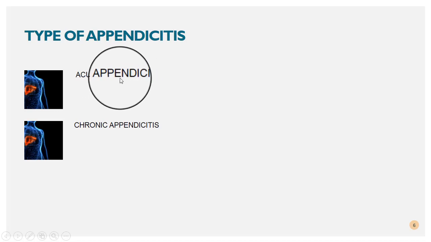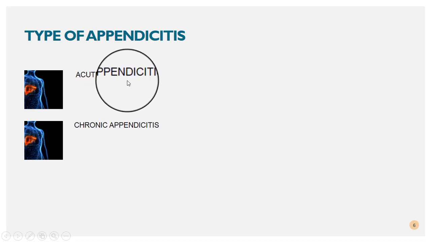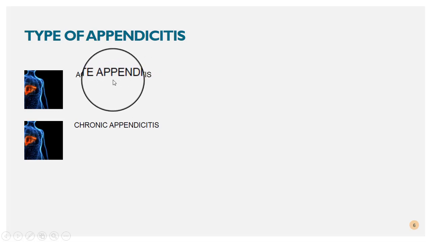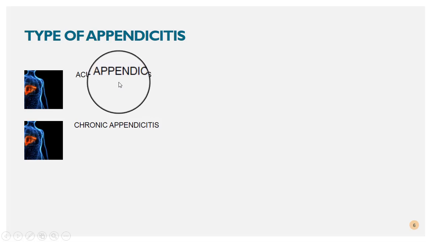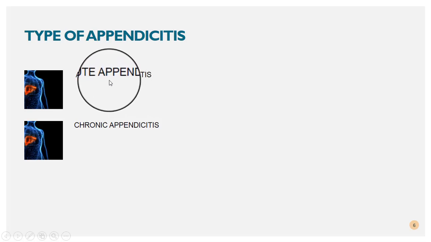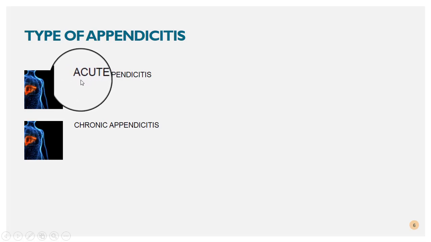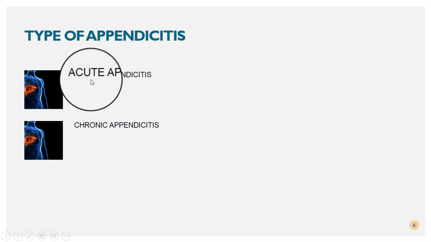Acute appendicitis is a severe and sudden case of appendicitis. The symptoms tend to develop quickly over the course of 1 or 2 days. It requires immediate medical treatment, and if left untreated, it can cause your appendix to rupture. This can be a serious and even fatal complication. Acute appendicitis is more common than chronic appendicitis. So this was all about acute appendicitis.